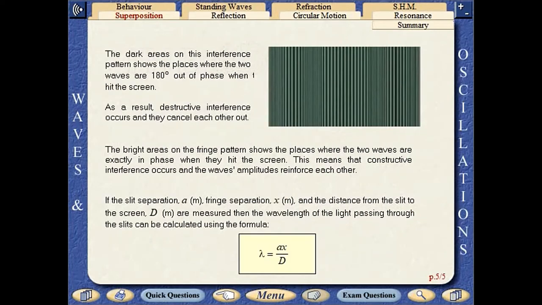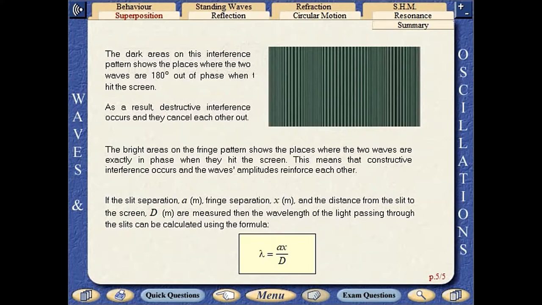The dark areas on this fringe show the places where the two waves are 180 degrees out of phase when they hit the screen. As a result, destructive interference occurs and they cancel each other out. The bright areas are the places where the two waves are exactly in phase when they hit the screen. This means that constructive interference occurs and the waves' amplitudes reinforce each other.